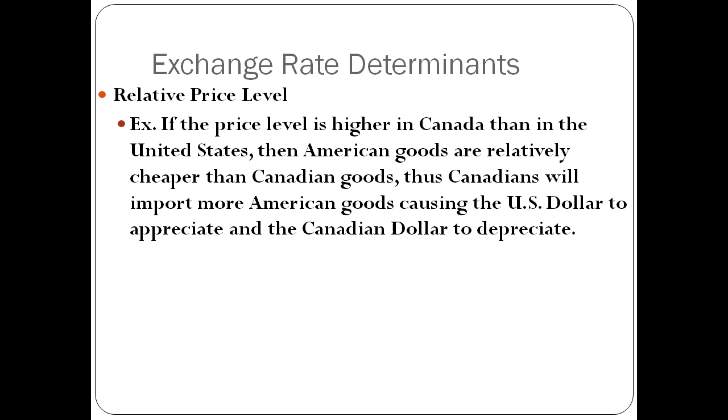So you're going to have an increase in the supply of Canadian dollars. And they're going to buy the American dollar. So that there is going to be an increase in demand for the American dollar. This is going to cause the US dollar to appreciate and the Canadian dollar to depreciate. So once again here, basically what's happening is people in other countries are buying the goods where they are cheaper.